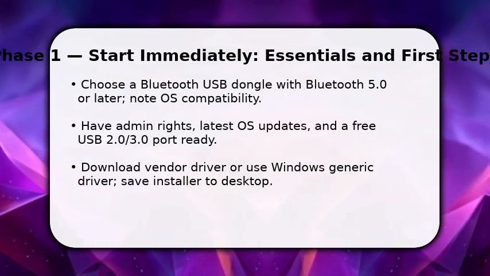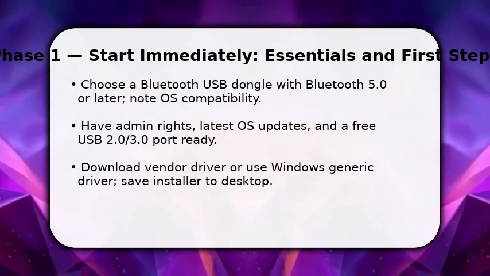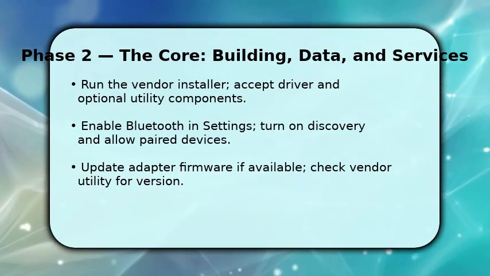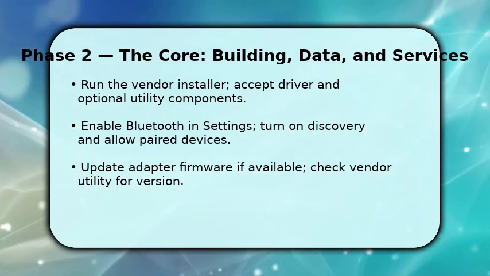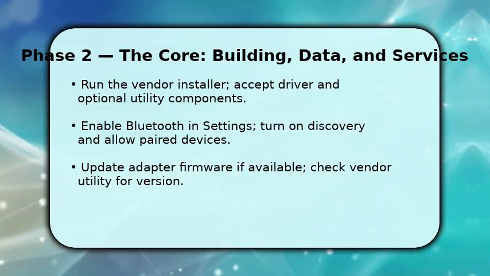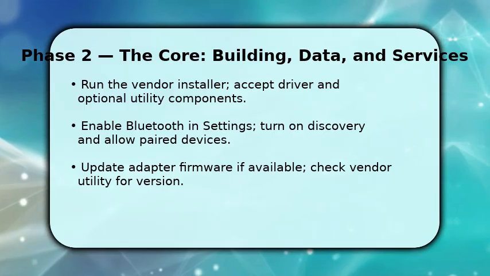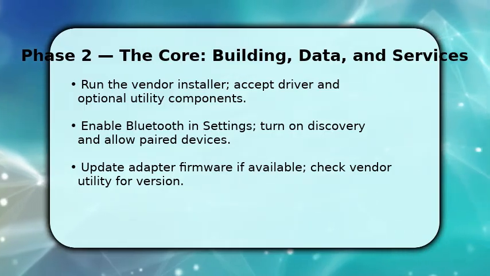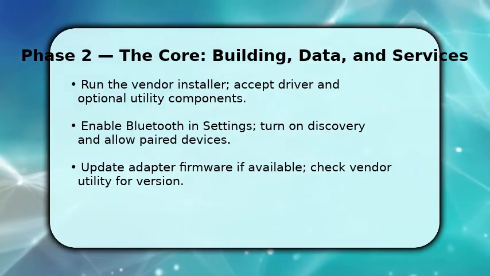Now install the driver you downloaded. Run the installer as administrator and follow prompts, allowing any driver signing requests. Once installation completes, open Windows Settings, go to Bluetooth and Devices, and toggle Bluetooth on. Make sure Discovery is active so peripherals can see your PC.